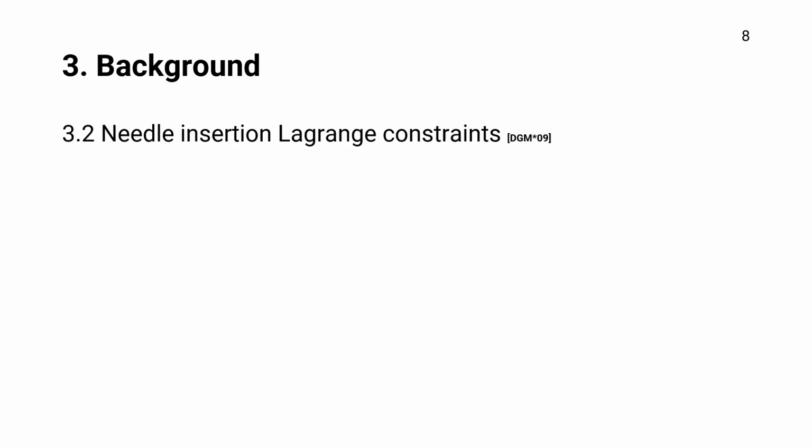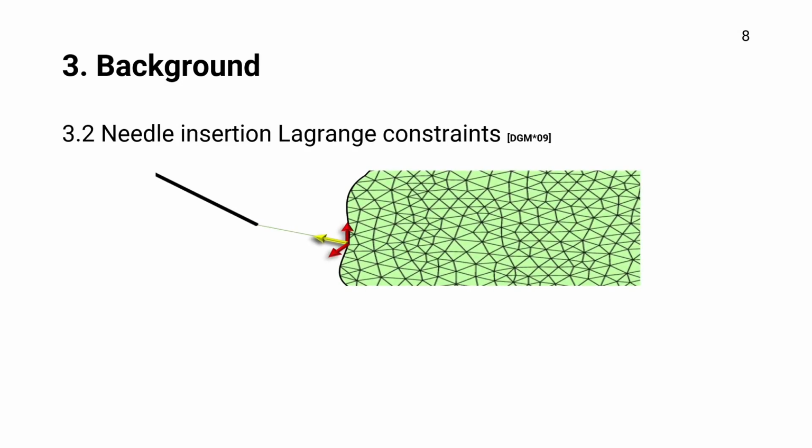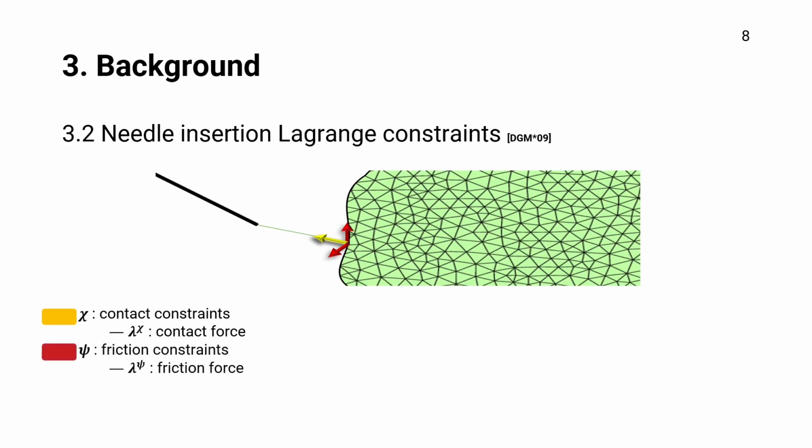We built our method as an extension to a previous needle insertion model. When the needle is outside the tissue, a contact constraint reacts to the collision of its tip and the tissue surface. There is also a friction constraint to resist the motion of the needle when sliding through the tissue surface.